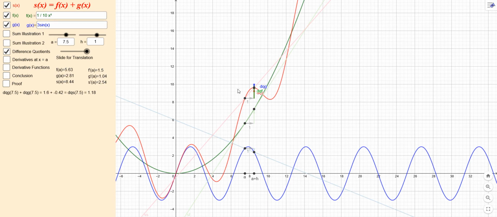You can see it numerically over here, and we can see it visually there. If we pick a different point, let's say here.